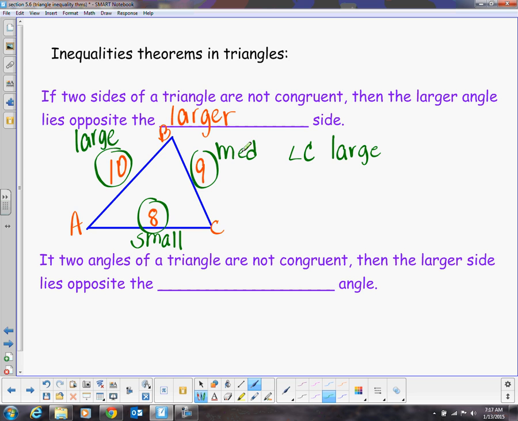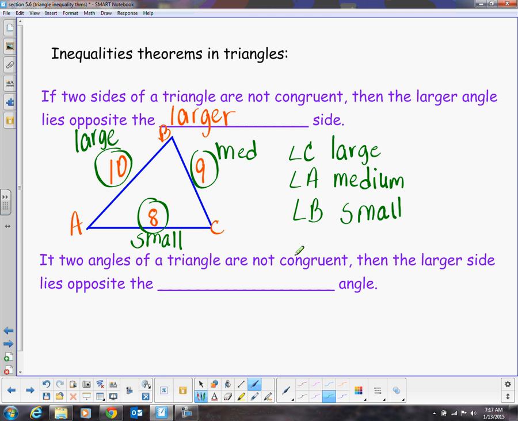What is opposite the medium side? What angle's opposite this side? Sydney? What angle? A. So angle A is medium. And what then is opposite the smallest side? There's your small side. What angle's opposite? Kayla S? Angle B. So you have to put in order the angles of a triangle.